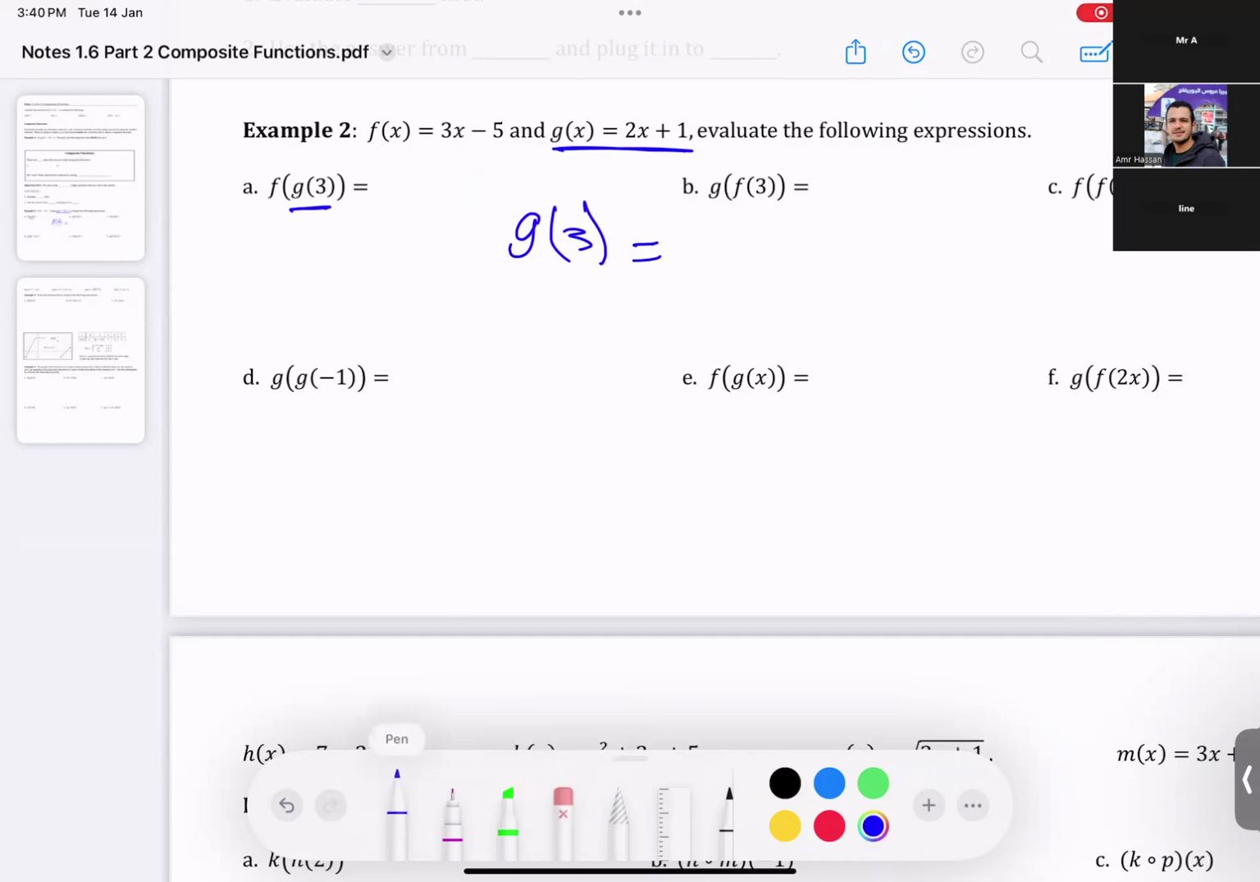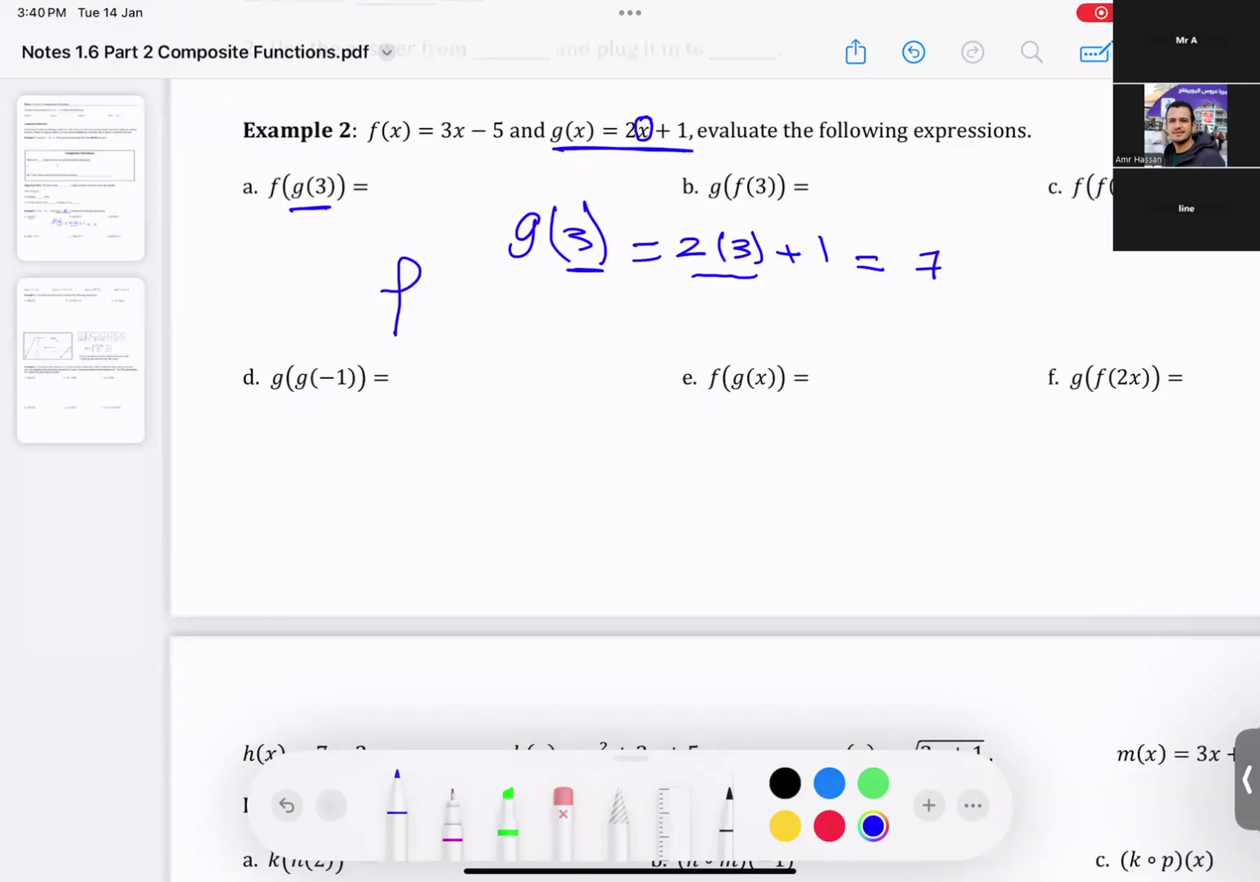So what does g of 3 stand for? Instead of writing x, I'm going to replace it with 3. So it's going to be 2 times 3 plus 1, right? I think this one is obvious. So it's going to be 7. 6 plus 1 is 7, right? Did you get that? Yeah.